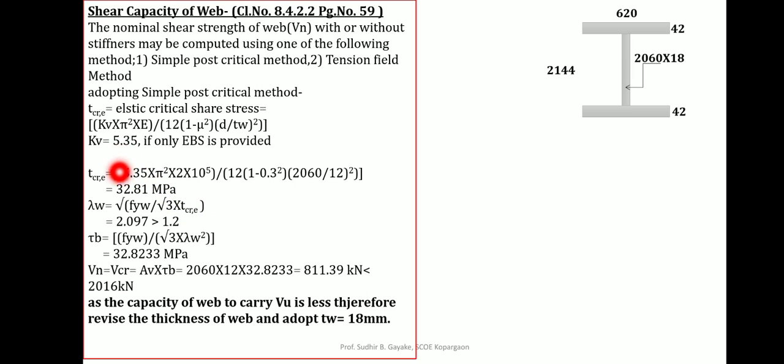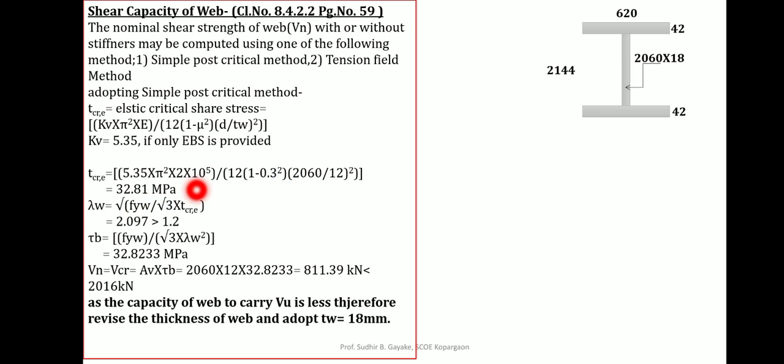So putting the value for critical shear stress calculation, kV is 5.35 into pi square, E is modulus of elasticity 2 into 10 raised to 5, divided by 12 into bracket 1 minus mu square, mu is 0.3, divided by D by TW ratio. So D we know, and thickness of web we have already decided in the first steps. So directly 2060 by 12 square, we are getting almost 32 MPa, 32.81 MPa.